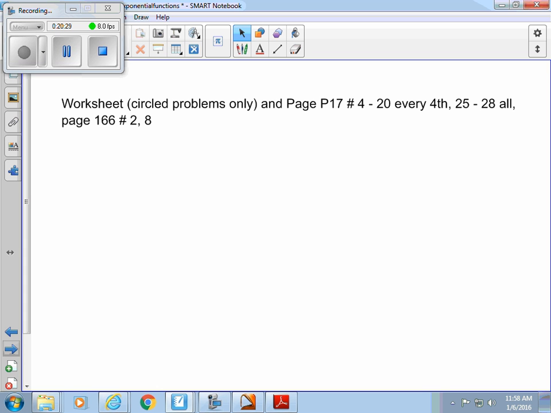Yes, do it tomorrow. It's not that many problems. 4 through 20, every fourth. On the worksheet, you only do the circled problems. I am not in this for busy work. Just enough to make sure you still know.